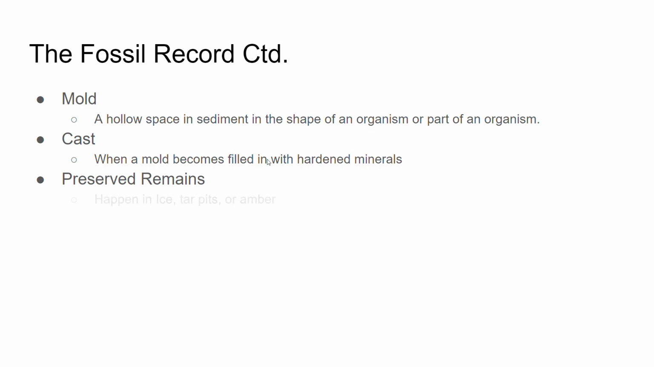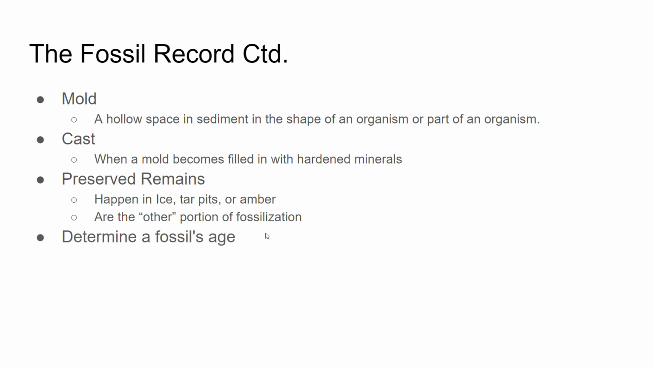Preserved remains are our next one. These happen in ice, tar pits, or amber. A lot of people have heard about the big woolly mammoth that was found basically in a glacier. It was a baby woolly mammoth, and it has all of its skin. It has a bunch of stuff still left with it, which is pretty cool. This is the other portion of fossilization. Oh, right, amber. If you ever watched Jurassic Park, that's what the mosquito that they get the dinosaur blood from is in. It is preserved in amber.